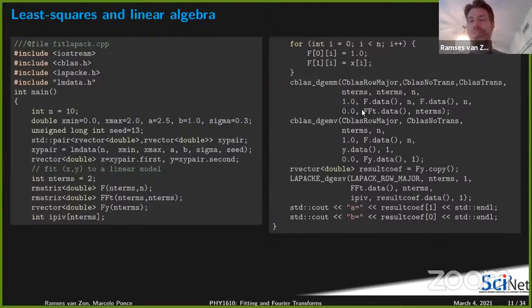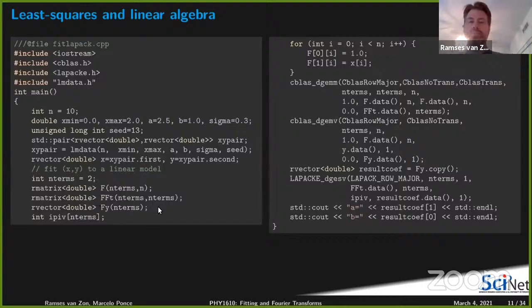We have to pass pointers to CBLAS. So here's our F data. Here's one of the sizes of that matrix. Another F data, because we're doing the same matrix, but this F data is interpreted transposedly, if that's a word. Again, with n elements on one of the rows. And then we want to return the stuff into FFT. So I'm giving the pointer to the FFT data, and that itself has a leading dimension of n terms. So that's a matrix multiply that does FFT.